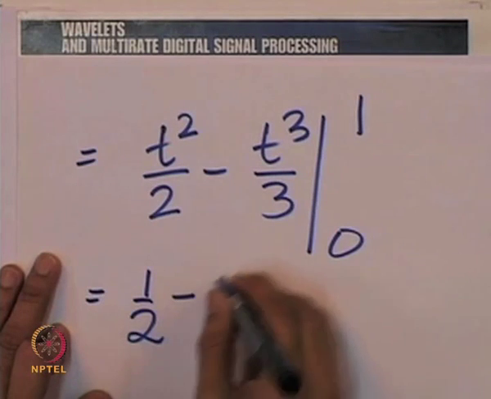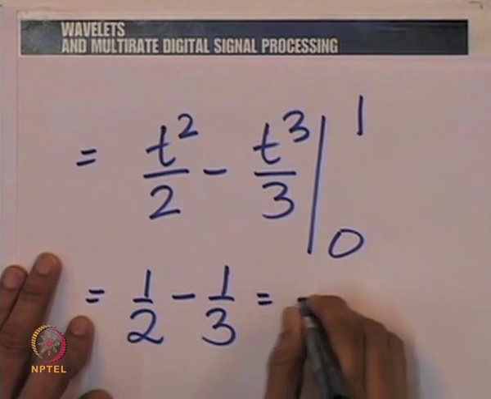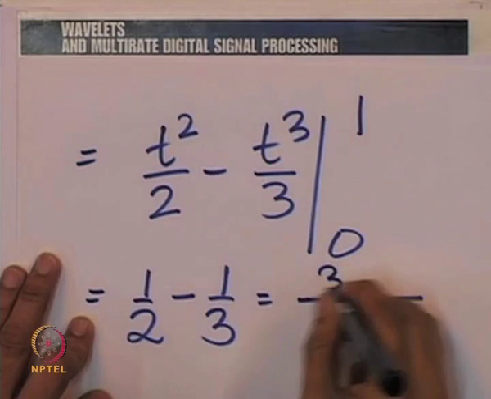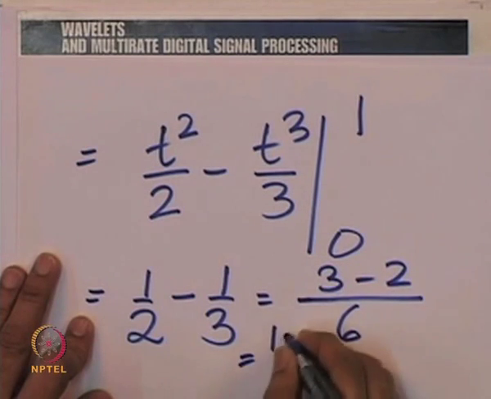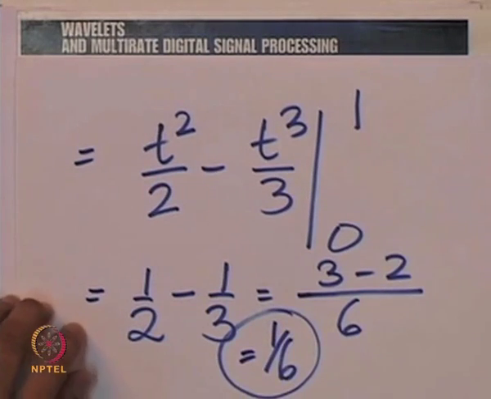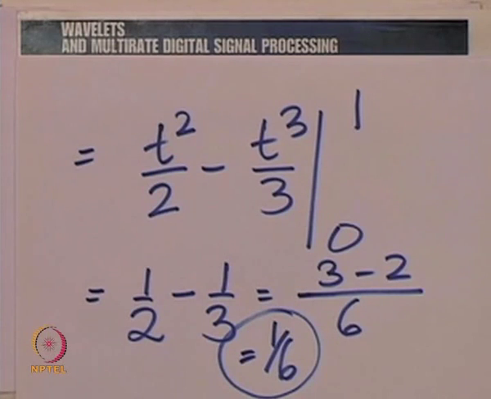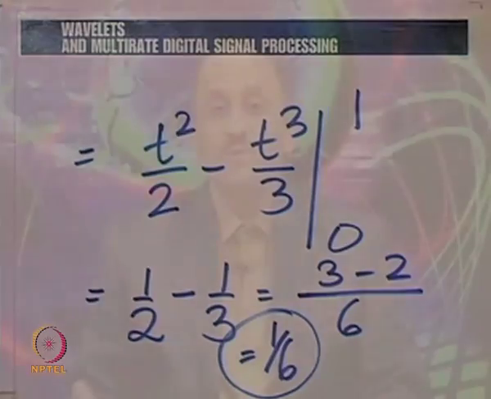That is half minus 1/3, and that is easy to see to be 1/6. So, we have the autocorrelation at 1 and minus 1. Now, let us find the autocorrelation at 0 to complete the discussion.